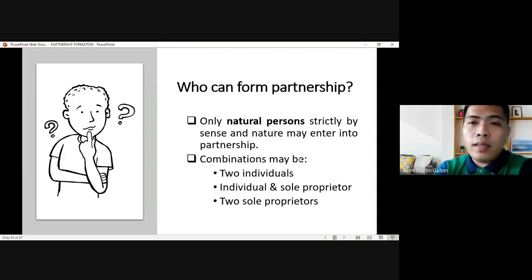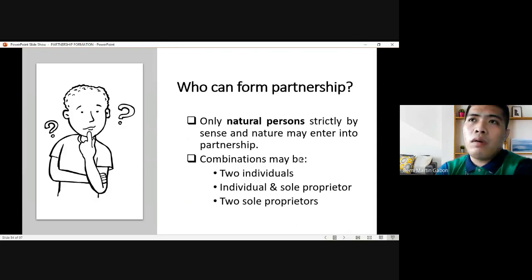Okay? Natural na tao. So meaning, if it is a juridical personality like other large businesses, they cannot engage into partnership because the law provides only natural person. They can engage into an arrangement, but it will not be called partnership. It is a different term. Maybe control or joint arrangement, joint venture, but other than partnership. Because partnership, by strict sense, is only for natural persons.